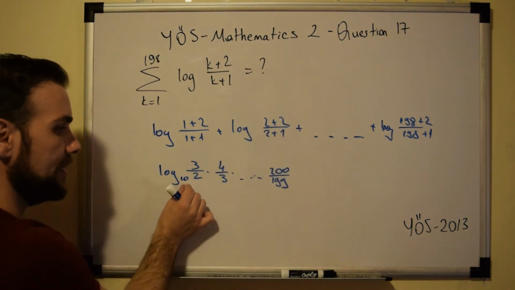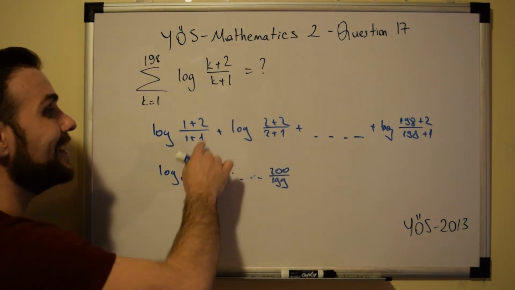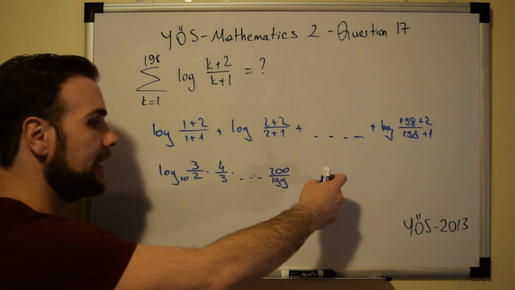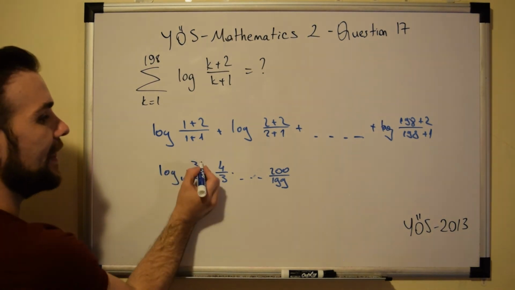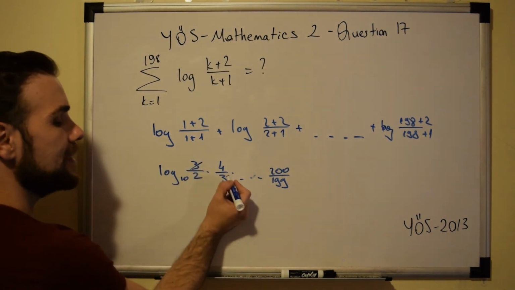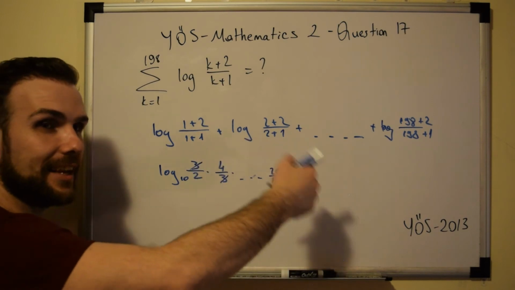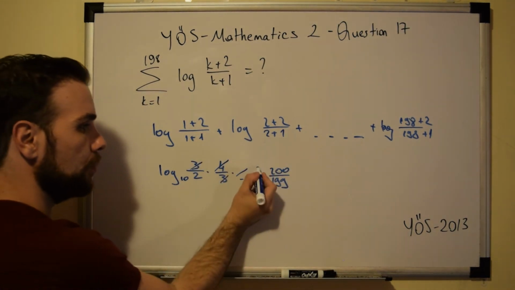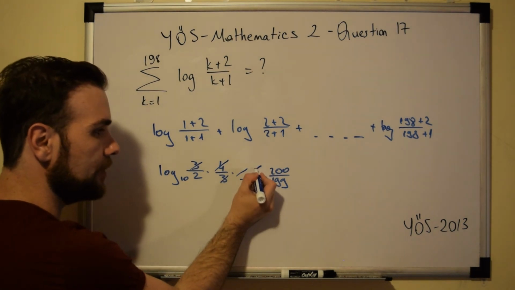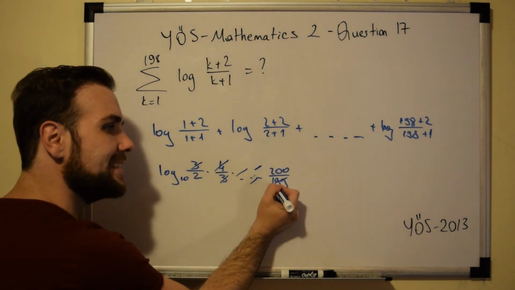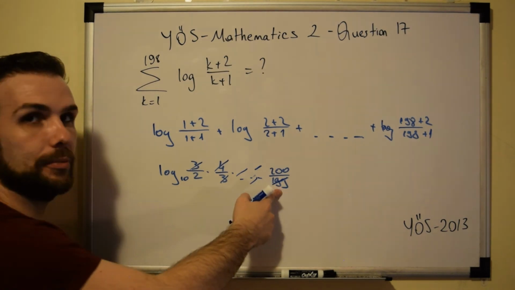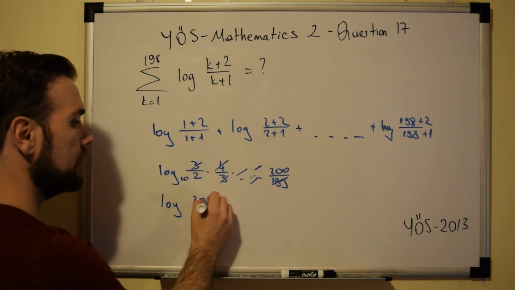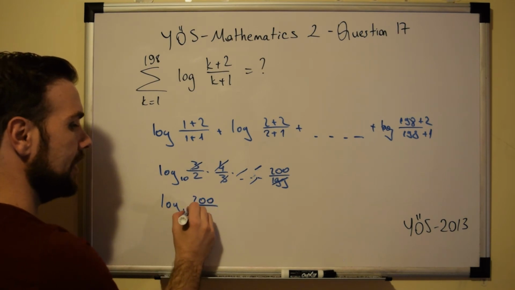So what do you see? We see that we have the base 10 here, and in this case these fractions multiply each other. So what do we see here? That the numerator of the first fraction simplifies with the denominator of the second fraction. This will be done until we get to the point where the numerator of this fraction will be simplified with the denominator of the last fraction. So we have logarithm of 200 over 2 to base 10.